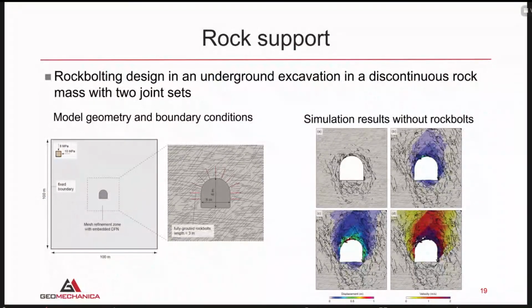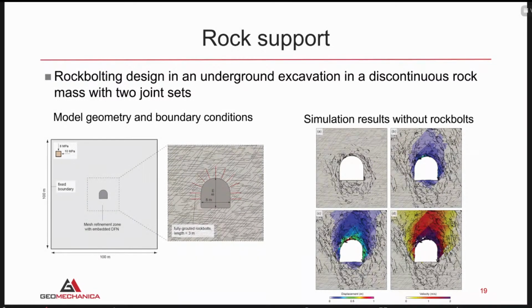The last example that I wanted to show you today is an underground excavation, but looking at the effect of rock support. In this case, looking at rock bolting design. As you see the excavation profile on the left-hand side, and this was in a jointed or discontinuous rock mass, which was characterized by 2 joint sets, as you see, one sub-horizontal and one at about 30 to 40 degrees from the horizontal x-axis. Sigma 1, or the major principal stress, is horizontal in this case. And on the right-hand side, you see the simulation results, so the effect of excavation on an unsupported excavation, right?